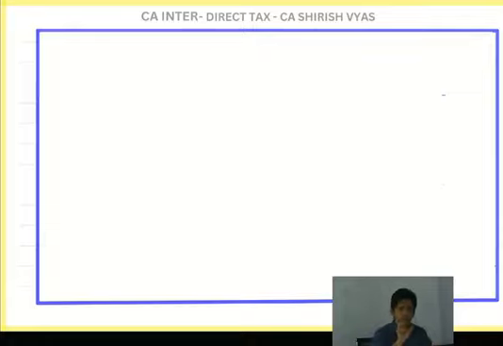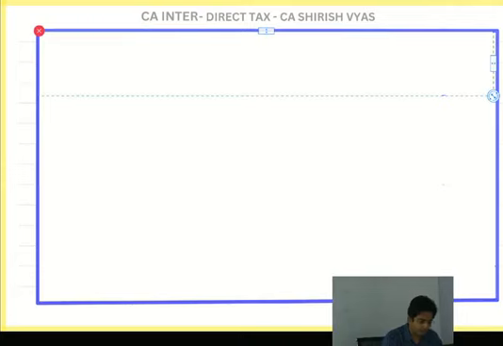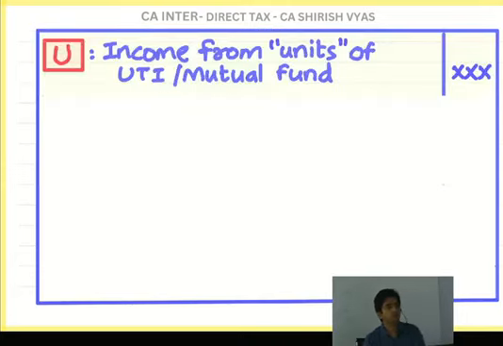Partnership firm, a little bit is there in your syllabus, but big companies, mutual funds, their taxation you will study in CA final. So my point was, what mutual fund does, your money they will invest somewhere and whatever returns they get, that they will distribute to you. And for you, the investor, it is income from other sources and that is also taxable. It is not tax free, it will be taxable. So that is U of Ramu. See what I have written? Income from units of UTI and mutual fund.